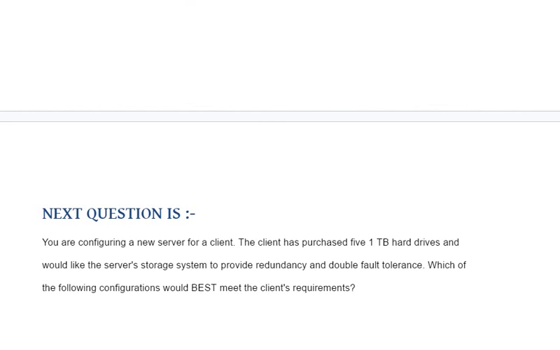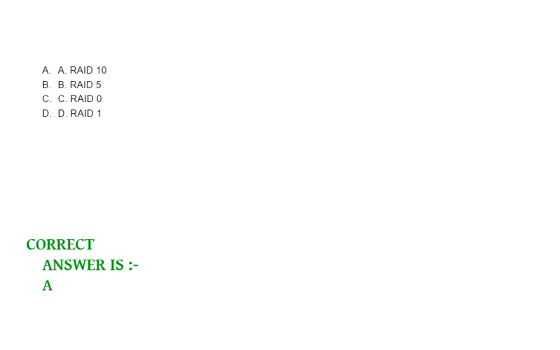Next question is, you are configuring a new server for a client. The client has purchased 5 1 TB hard drives and would like the server's storage system to provide redundancy and double fault tolerance. Which of the following configurations would best meet the client's requirements? Option A. RAID 10. Option B. RAID 5. Option C. RAID 0. Option D. RAID 1. Correct answer is option A.